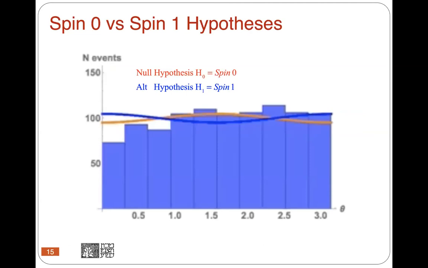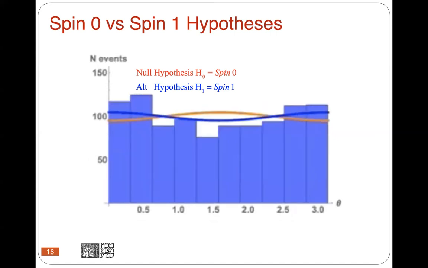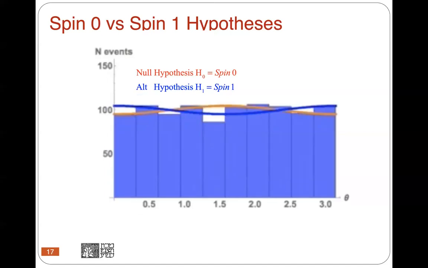This is an example of data, and we have to decide, is it compatible with the red or the blue? I think here you will look and say, it looks more compatible with the spin zero, but how do we quantify how compatible? So if we reject the spin one, we have to quantify it. At what confidence level, how sure are we that we reject the spin one hypothesis here. In this case, for example, you would say, it looks like the data is more compatible with spin one. So perhaps we can reject the spin zero hypothesis. But again, what is the confidence of this rejection?